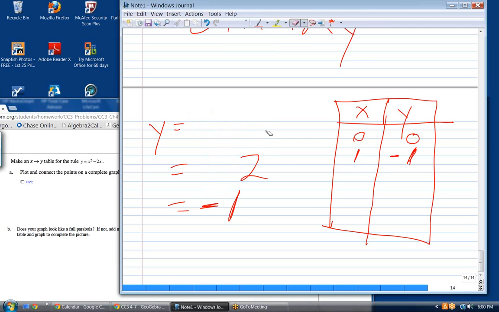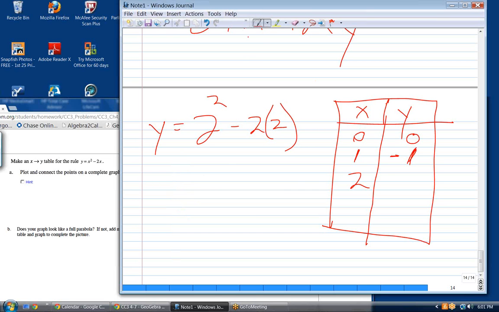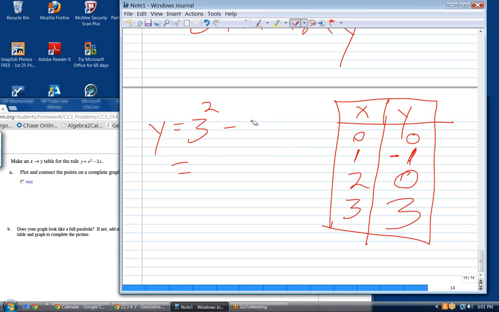And when x is equal to 2, what is y? Would it be 2? Well, what's 2 squared minus 2 times 2? It'd be 4. 4 minus 4. 0. And when x is equal to 3, the last one we'll figure, what's this number? It'd be 9 minus 6. Okay. So there's our table.